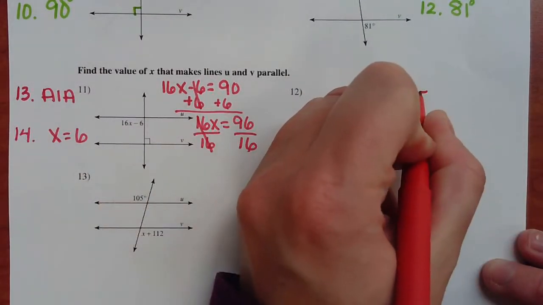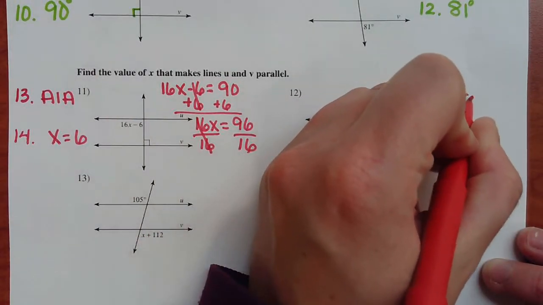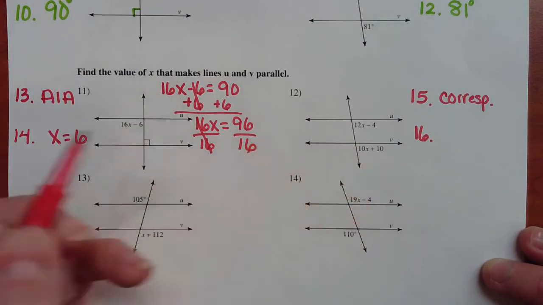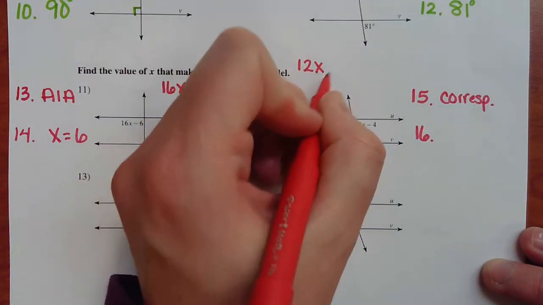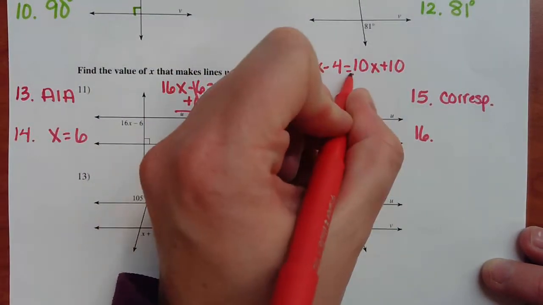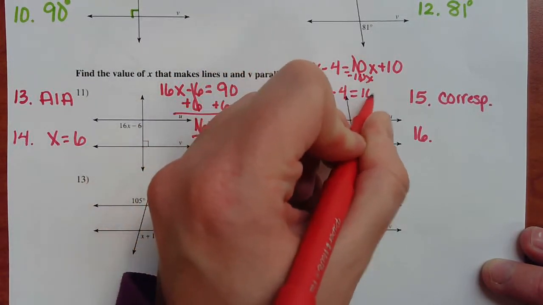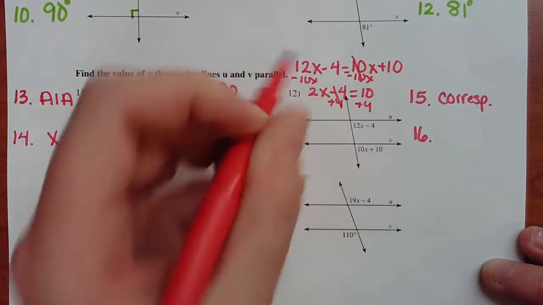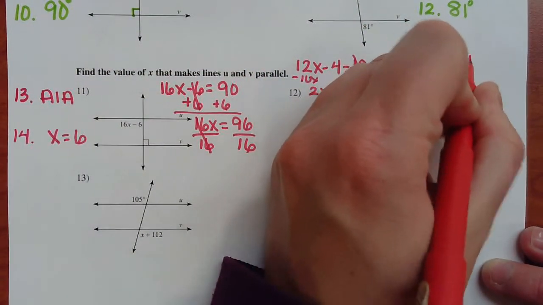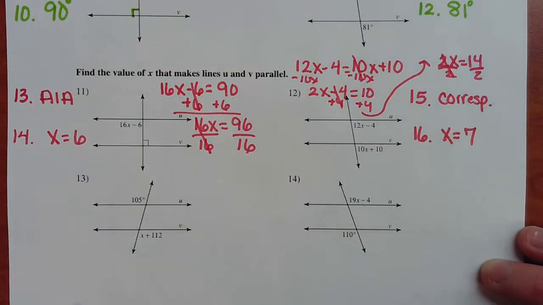For number 15, it again would ask you first, what type of angle pair are these? These are corresponding angles. Because they are corresponding angles, that means that they are equal to each other. So to solve for x, you should have set them equal to each other. So 12x minus 4 equals 10x plus 10. Subtract 10x from both sides. And you get 2x minus 4 equals 10. Add 4. I'm running out of room. And then I get, I'll write it up here, 2x equals 14, and then divide by 2. 14 divided by 2, I get x to equal 7.